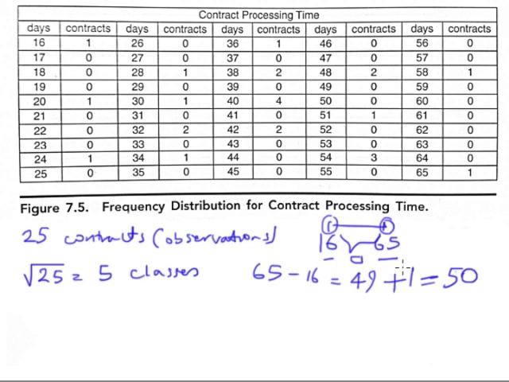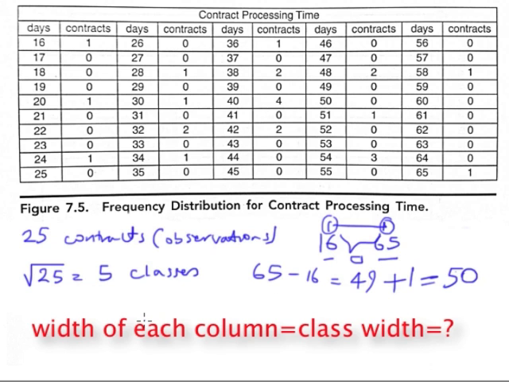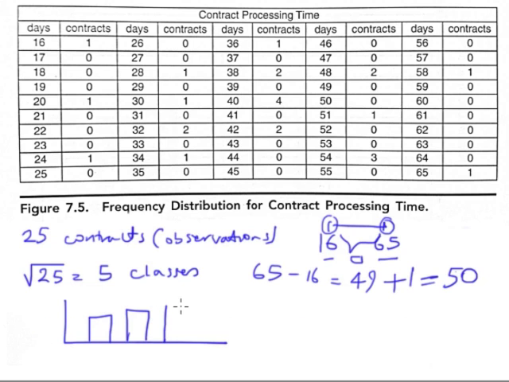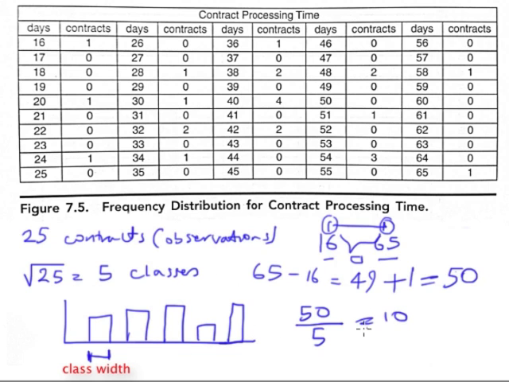Now if we've got 5 classes and a range of 50, what is the width of each column, or the class width? In other words, if we have a histogram, we need to consider what the width of these classes is. So we have the range divided by the number of classes, which is 5, and that gives us 10. So the width of each of these columns needs to be 10 inclusive.